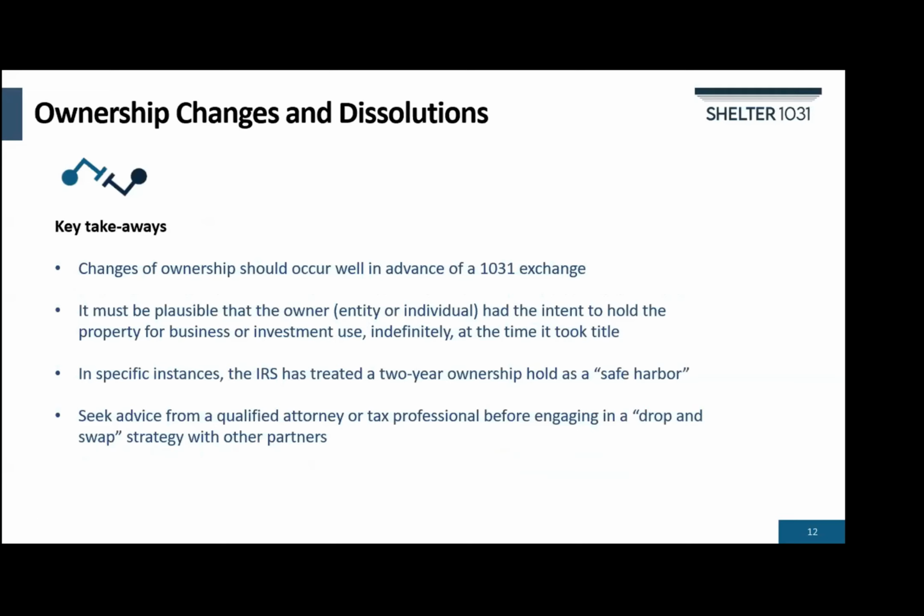The remedy for most 1031 related ownership changes is time. The more time that occurs between an ownership change and a 1031 exchange, the less likely that a taxpayer will risk having their exchange disallowed. In some situations, a 2-year hold period may be necessary to eliminate the risk of a capital gains clawback. Be sure to seek advice from a qualified attorney or a tax professional before engaging in a, quote, drop and swap strategy with your business partners. And always verify that your replacement property will be held in the correct title.